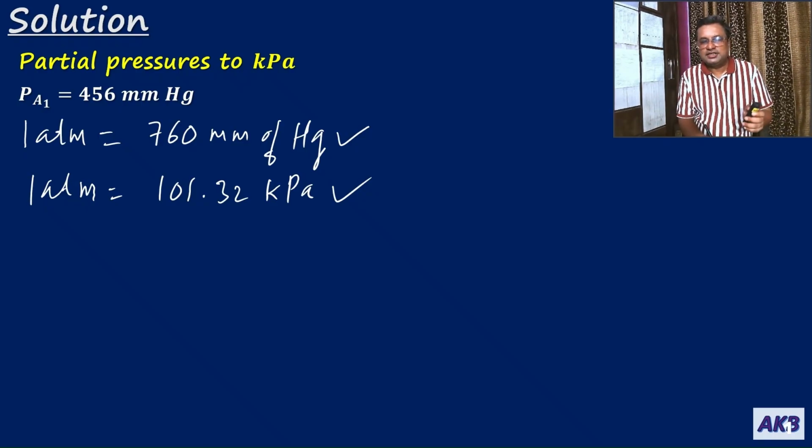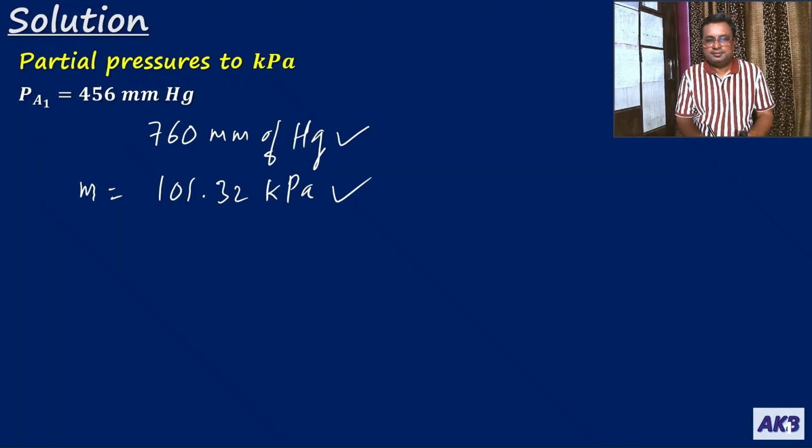1 atmosphere is nothing but 760 mm of Hg. So if I divide 456 by 760, mm of Hg will be converted to atmosphere. And when I multiply that with 101.32 kilopascal, atmosphere will be converted to kilopascal. So that is how I will be converting partial pressures to kilopascal. So let us do that. First, let me erase it.